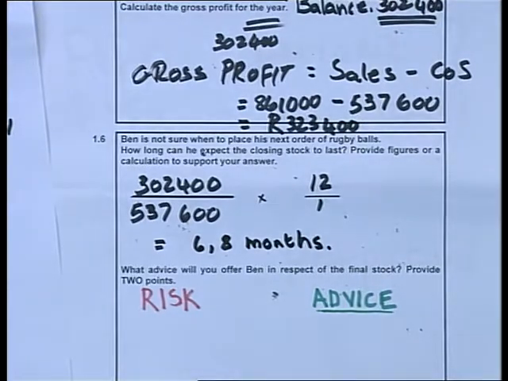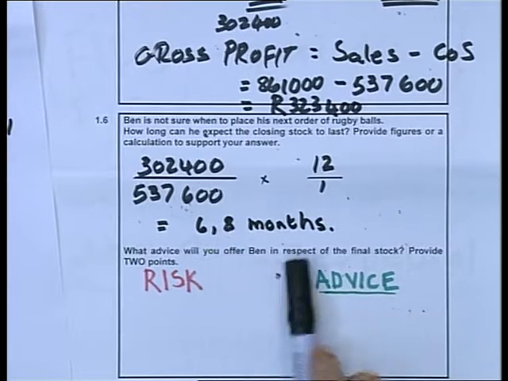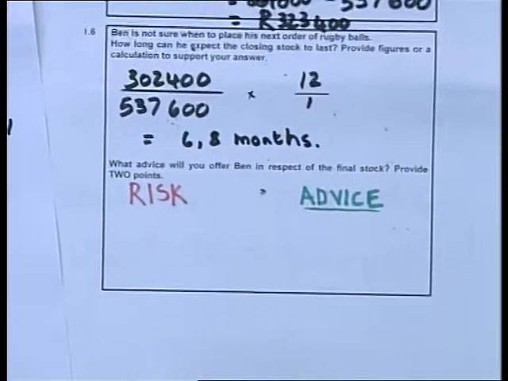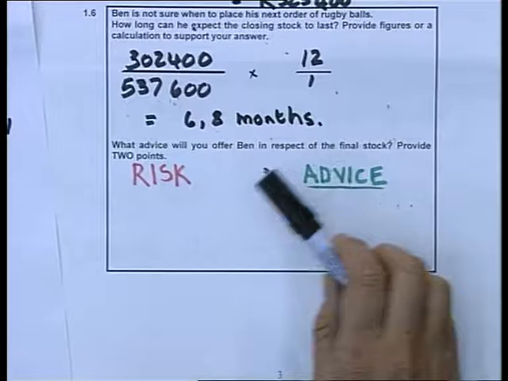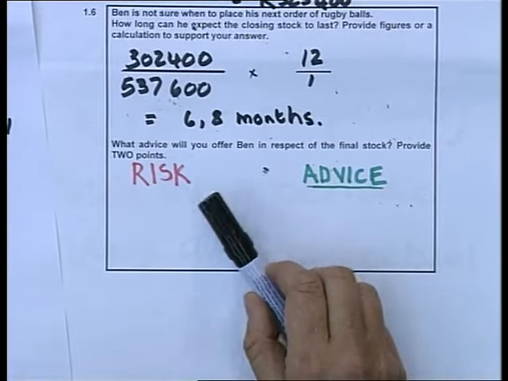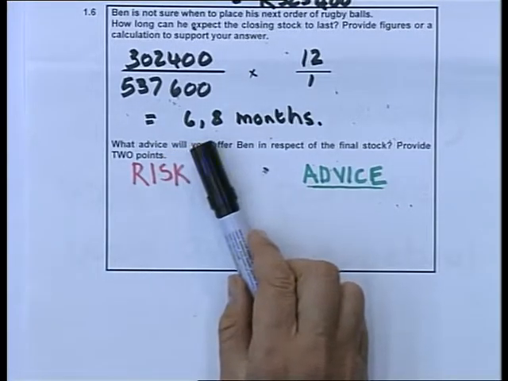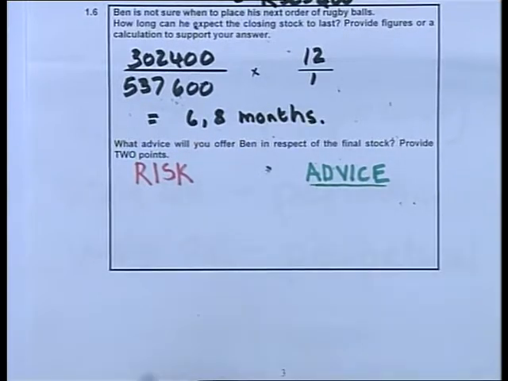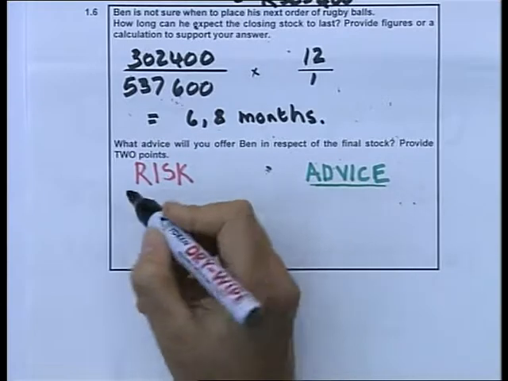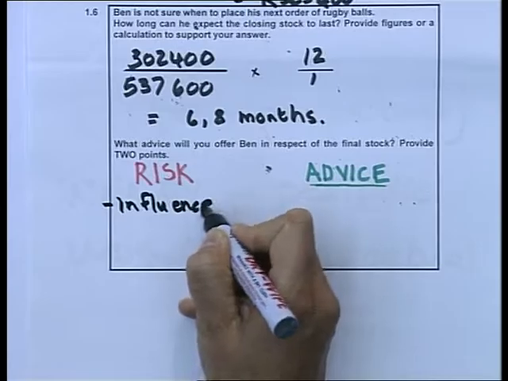Okay. Now he says, what advice would you offer Ben in respect of this information that you've now calculated? Now, I always tell my learners, when you want to give advice, you must first look at what the risk involved is, and then you can give advice. So let's see. If he has stock of 6.8 months, what's the first risk that you can think of? Okay, I would say that could have an influence on your cash flow.